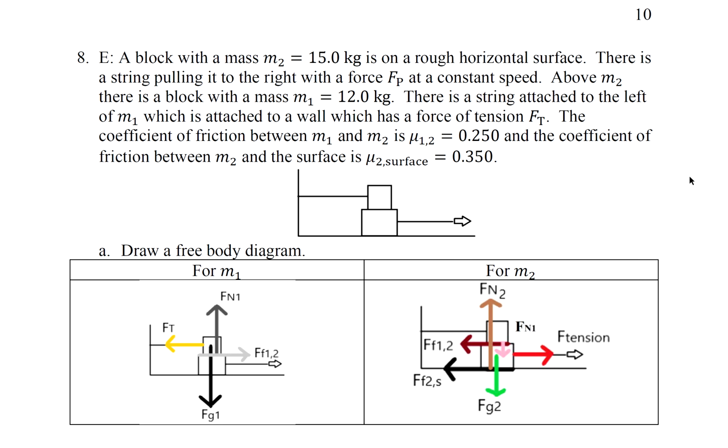Question 8. A block with a mass of 15 kilograms is on a rough horizontal surface. So that's the one on the bottom here. There is a string pulling it to the right with a force of pull at a constant speed. Above M2 there is a block with the mass M1 of 12 kilograms. So that's the object on top. There is a string attached to the left of M1 which is attached to a wall, which has a force of tension Ft. The coefficient of friction between M1 and M2 is 0.25 and the coefficient of friction between M2 and the surface is 0.35.